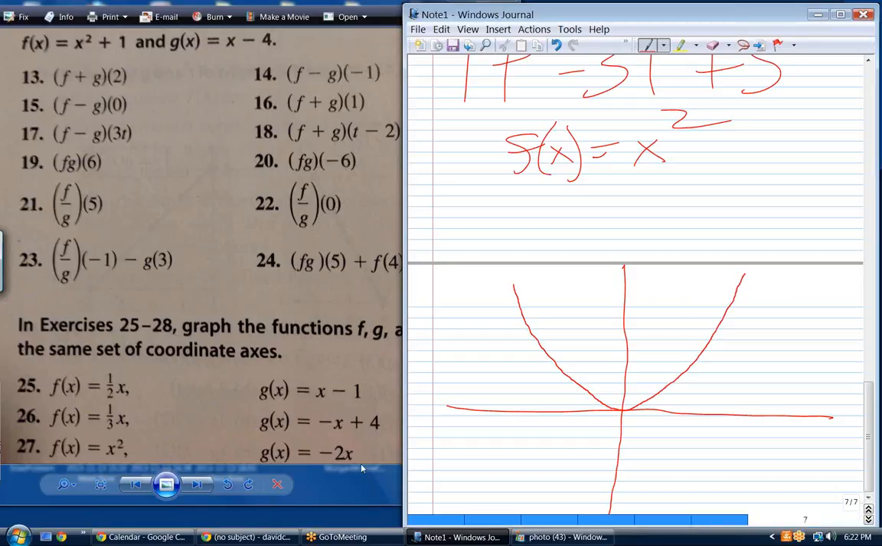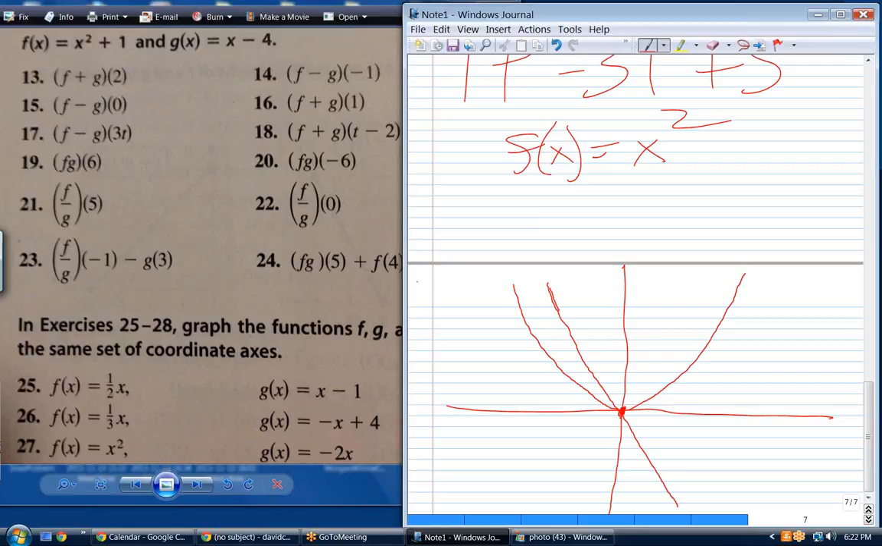And g of x equals minus 2x. What's that look like? It's a straight line going downwards with a slope of -2. Okay, so it goes through the origin. The y-intercept is 0. Slope of -2 is steeper than a slope of -1. And it's negative, so it's got to go from upper left to lower right.